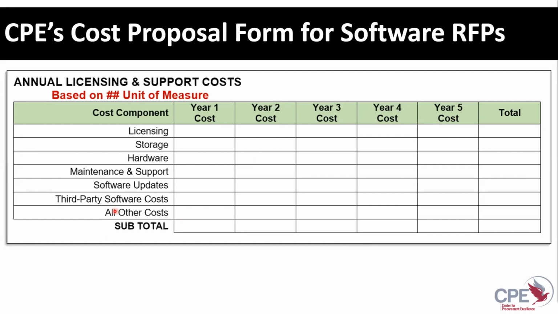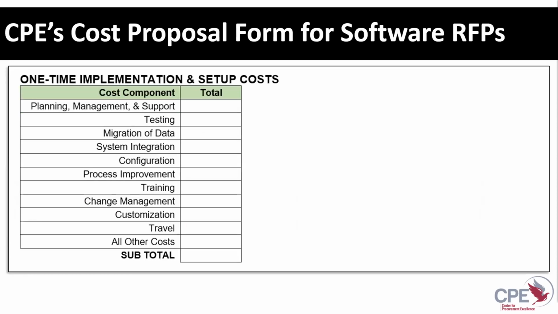Notice that we do use the all other cost category, so you should capture everything comprehensively, get your subtotals, sum up across the 5 years. Easy peasy for you to then evaluate, which we'll talk about here shortly. Same thing for your one-time implementation and setup costs. So that gets all built in as well with a nice overall subtotal.